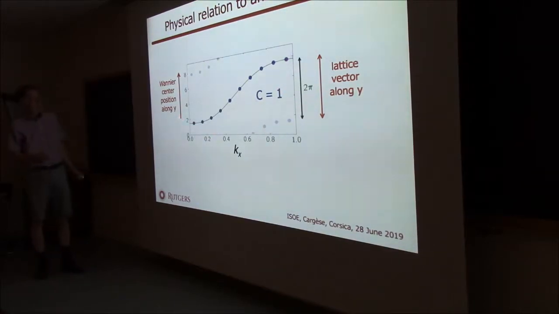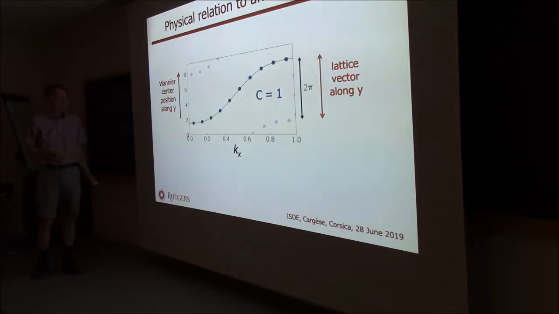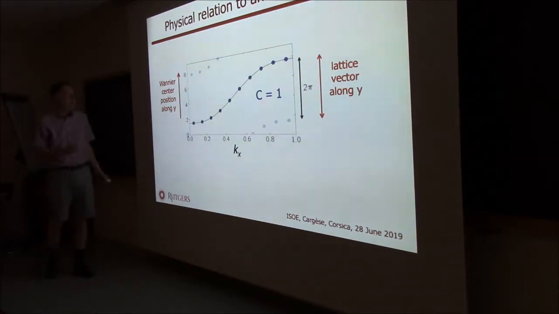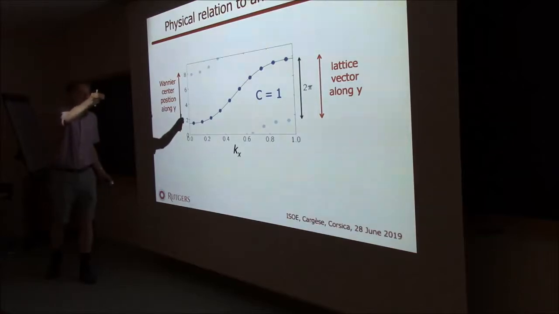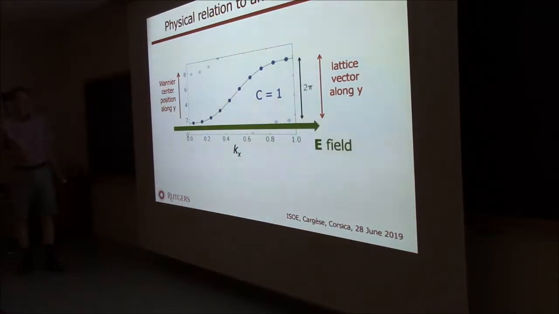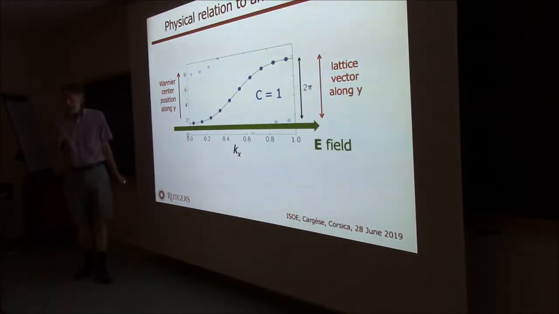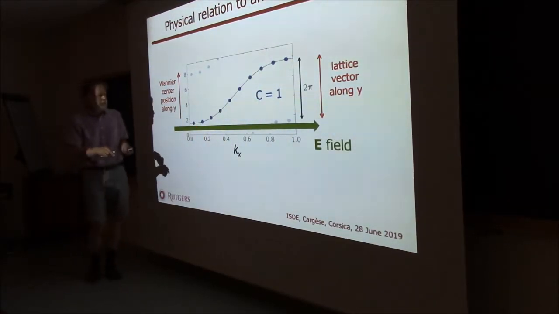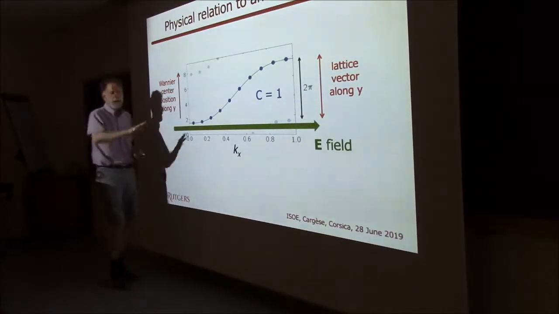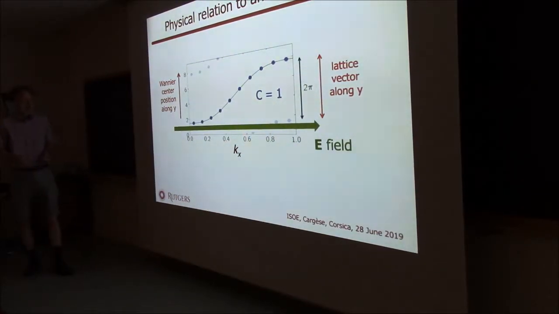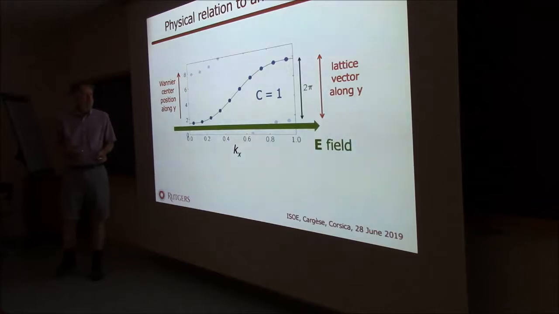So now I've got another scale here. The idea is that this distance is one lattice constant along y in real space. And so a change of 2 pi in the Berry phase is the same as moving a Wannier center by one lattice vector. And so now if I imagine applying an electric field in the x direction, let's say a weak electric field, according to Boltzmann transport theory, what that does is it applies a force to every little wave packet, and the wave packets migrate in the kx direction at a rate of motion in kx which is proportional to the E field. That's standard Boltzmann transport theory.